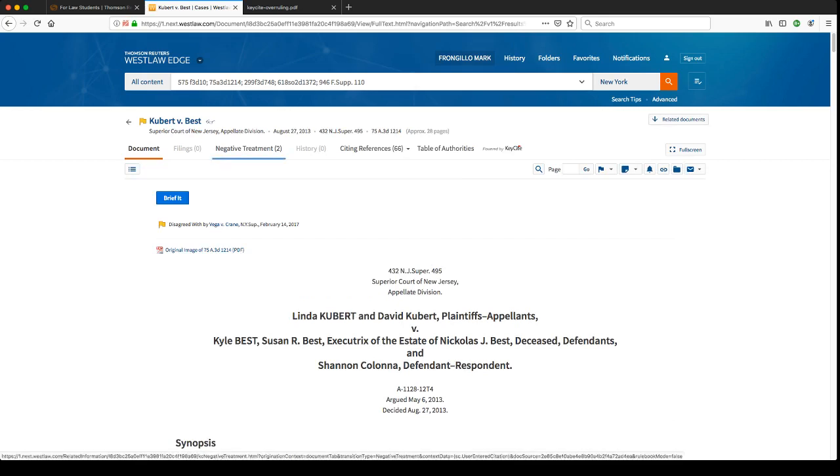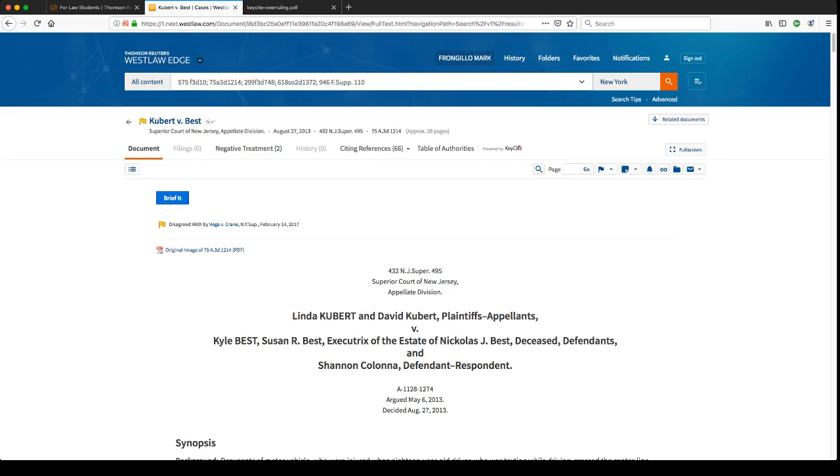It has two negative references. The most severe negative reference, Vega v. Crane, disagreed with my case. Now, if Vega were a Supreme Court decision from New Jersey and it disagreed with Kubert, that would certainly be a red flag. But Vega is a case from the New York Supreme Court, the trial court in New York, and that's obviously never going to have an impact on my ability to use Kubert in New Jersey.